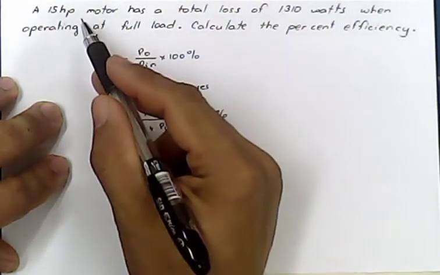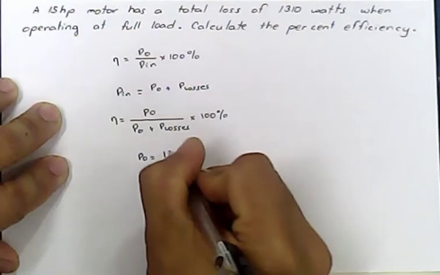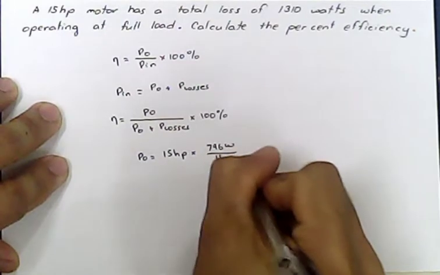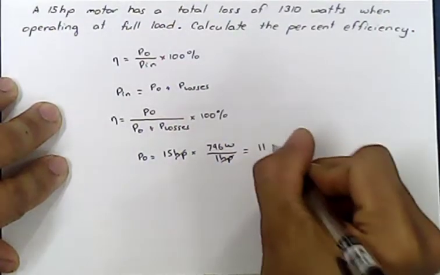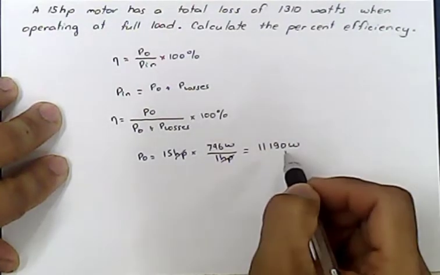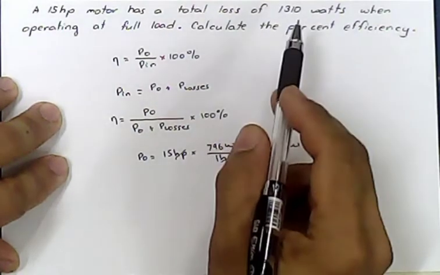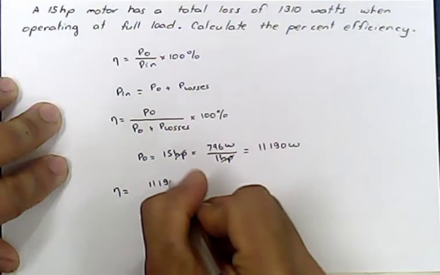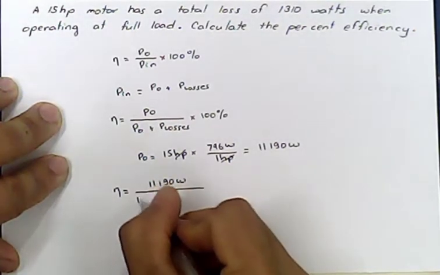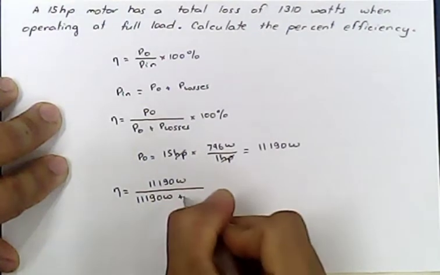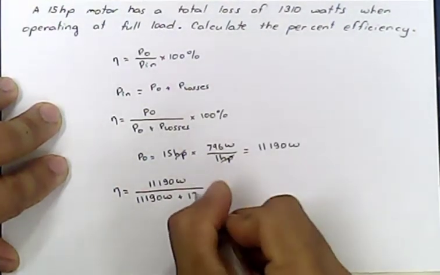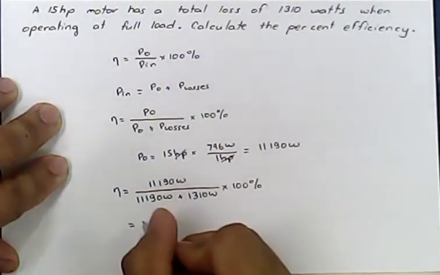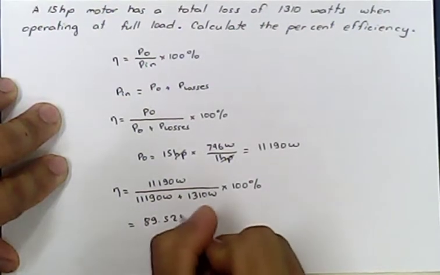Convert natin yung 15 horsepower na output into watts. Power output, that is 15 horsepower times 746 watts in 1 horsepower. This is 11,190 watts. Pwede na nating i-substitute ito at yung value ng power losses dito sa formula natin. Percent efficiency equals 11,190 watts. Divide this by 11,190 watts plus the power losses, which is 1,310 watts times 100%. This is 89.52%.